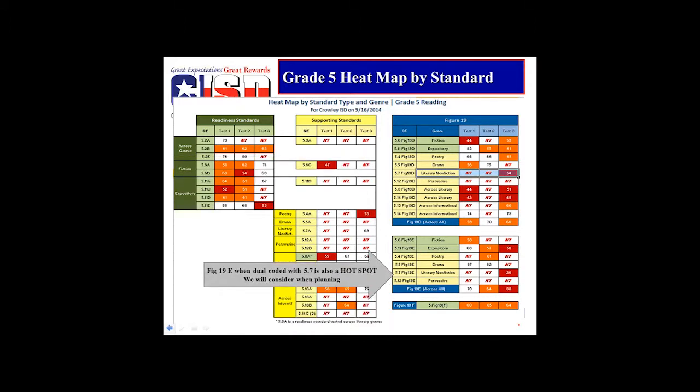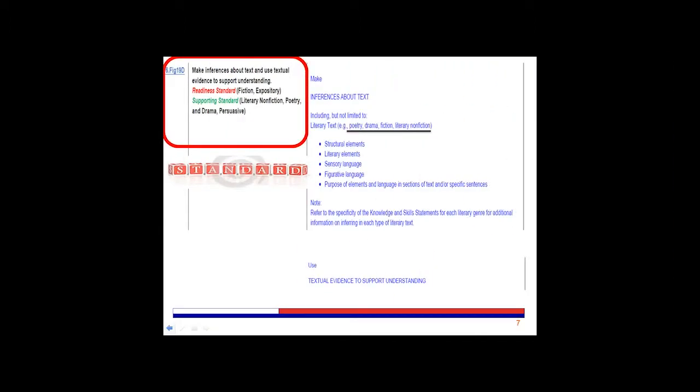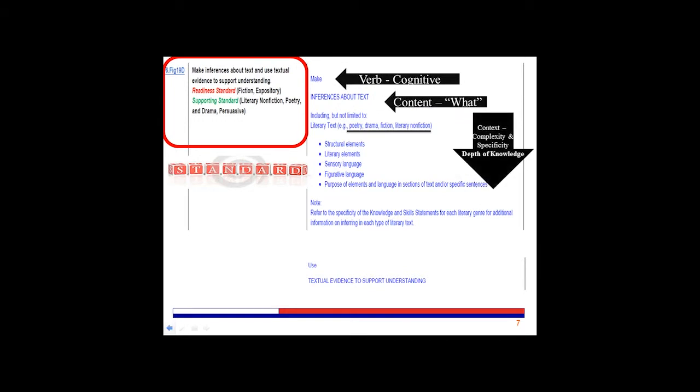Let's look at the other process standards that were tested also. We see that Figure 19E should also be considered a hotspot as our process standard, and Figure 19F. Figure 19D reads, make inferences about text and use textual evidence. Just as I did with the first video, I've deconstructed the standard into the 3 C's of the standard. That is the cognitive expectations, the content, that is what we teach, and the level of specificity, that is the context in which we teach.